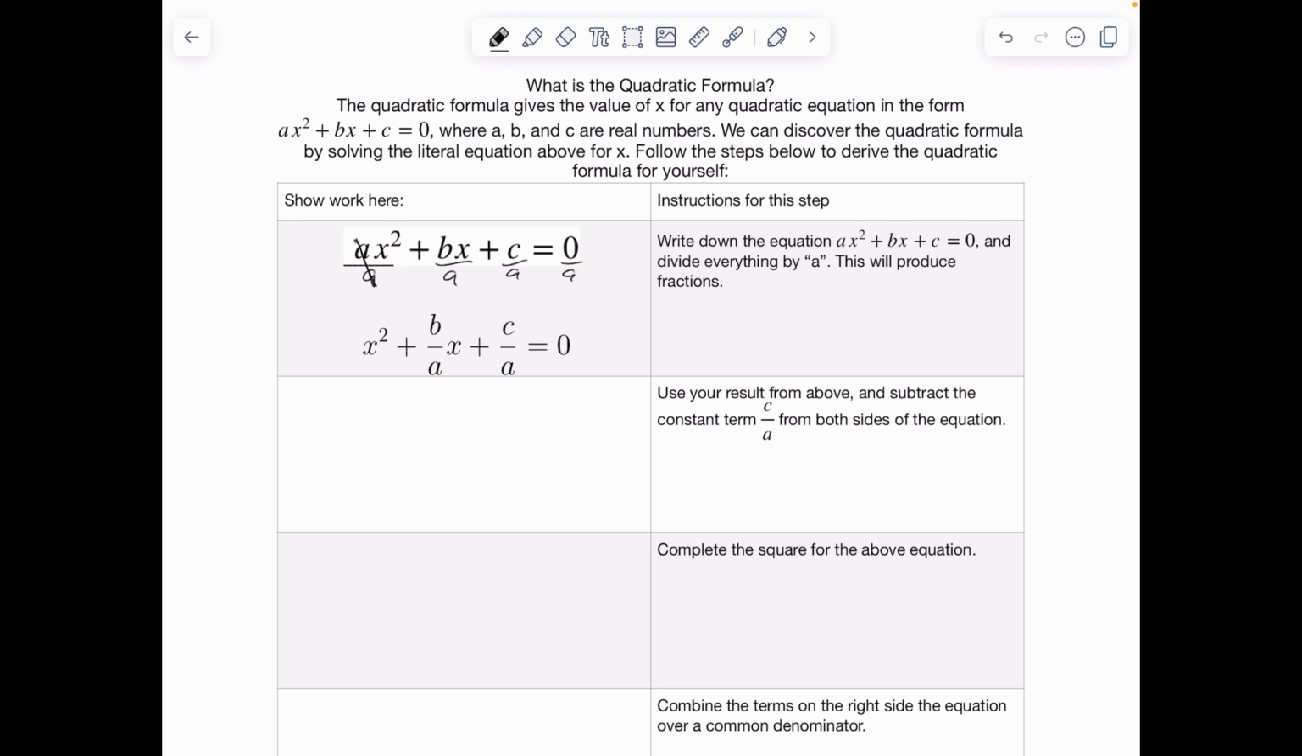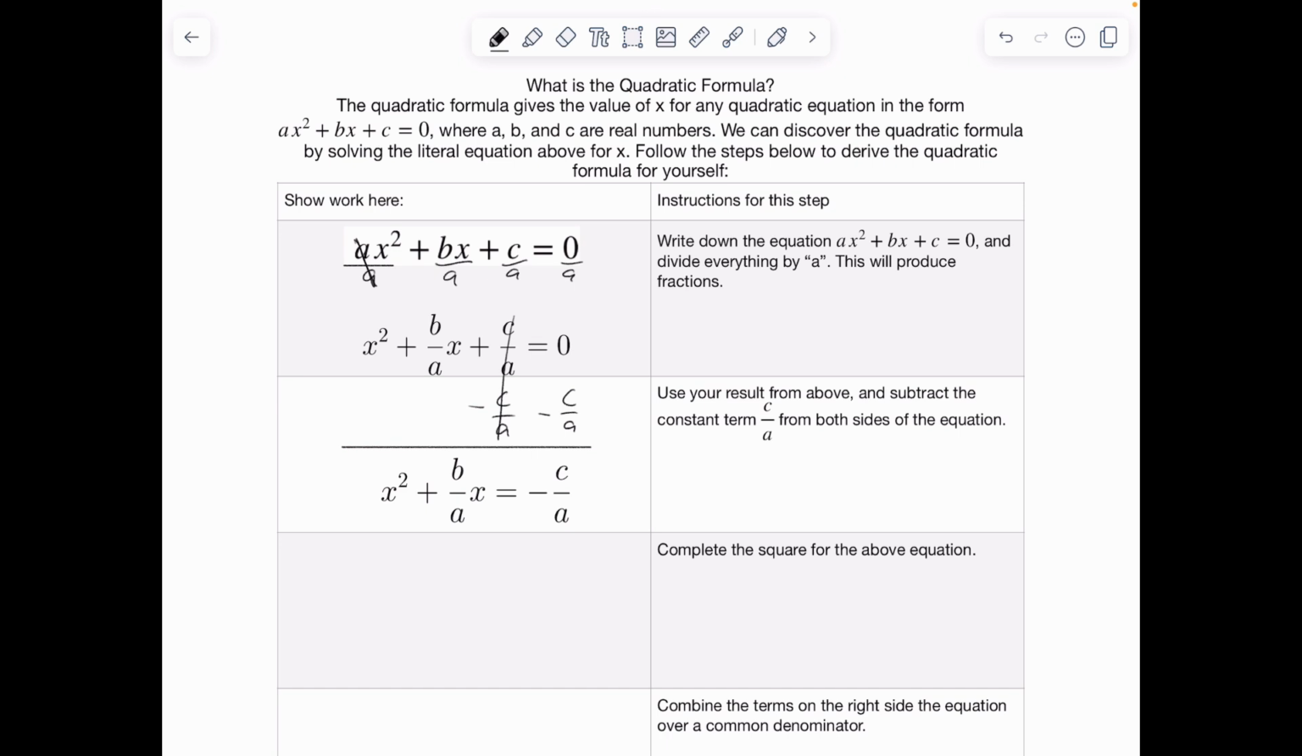From there, we're going to use that, and we're going to subtract the constant term, c over a. Since c and a are both numbers, that will be a constant. We're going to move that over here to the right side. Again, these cancel out. And we would end up with x squared plus b over a x is equal to negative c over a.